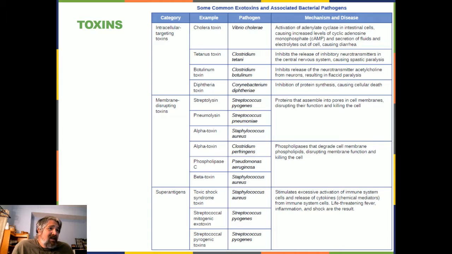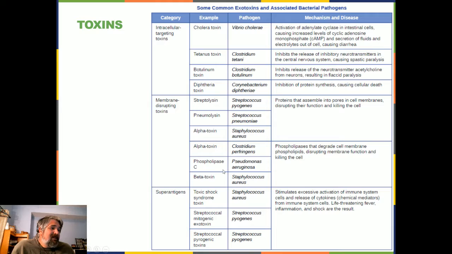Here are some examples. So, intracellular targeting toxins include those produced by Vibrio cholerae, Clostridium tetani, Clostridium botulinum, Corynebacterium diphtheriae, and these are some of their mechanisms and their names. Generally, we take the disease and then put toxin after it to help identify that particular toxin. So, intracellular targeting, membrane disrupting, and here are some examples of this.